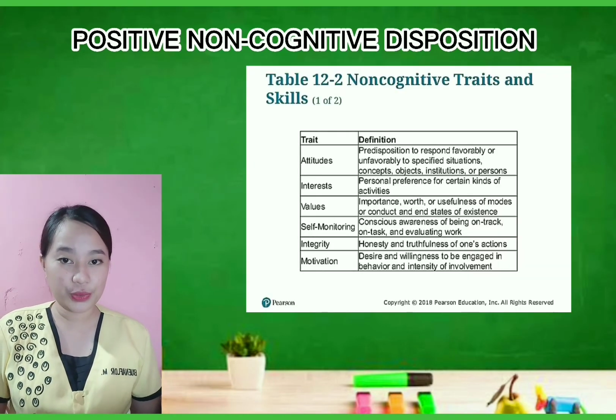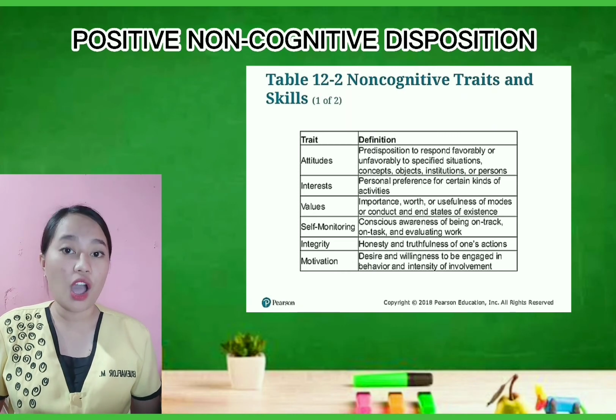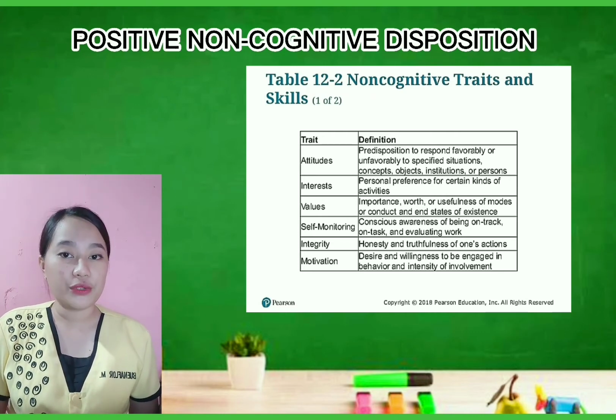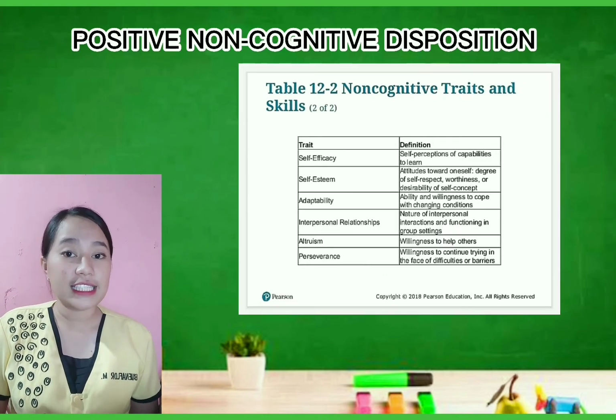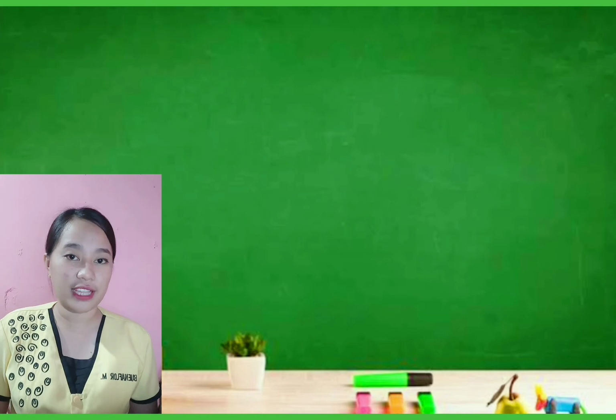Let's begin with attitude. Attitude focuses on the favorable and unfavorable evaluation of a situation, concept, object, and many more. The second one is interest. These traits focus on the personal preference of the students in dealing with different kinds of activities. We also have values, which give importance and worth. And the other traits are self-monitoring, integrity, motivation, self-efficacy, self-esteem, adaptability, interpersonal relationship, altruism, and perseverance.